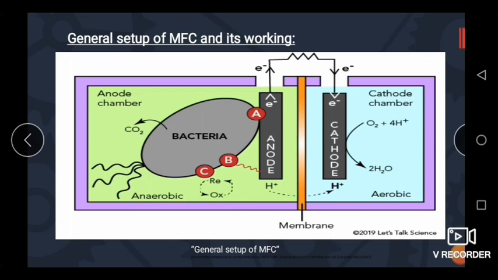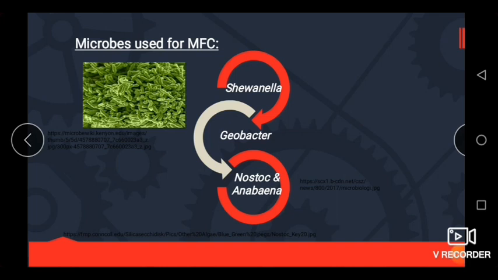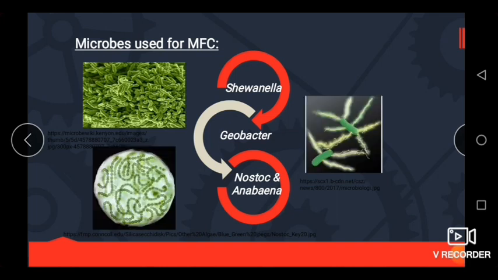The conditions at the anode chamber must be anaerobic, and bacteria at the anode must be separated from oxygen. This is because oxygen hinders the electricity generation. Some of the commonly used microbes in MFC technology are Shewanella, Geobacter, Nostoc, and Anabaena. These act as a biocatalyst in MFC technology.